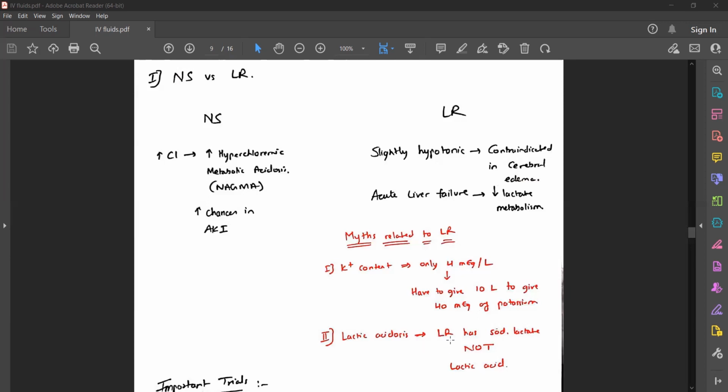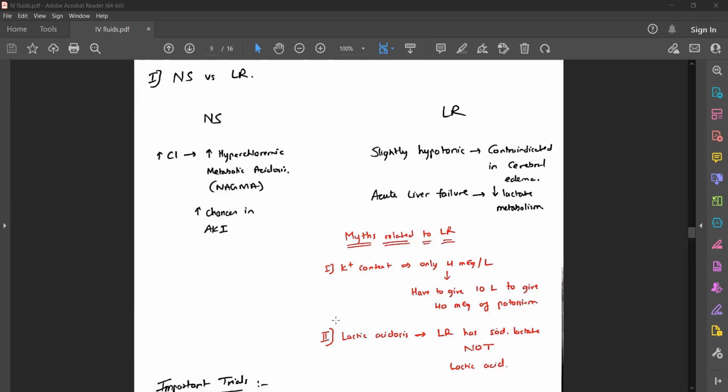So this is one of the commonest myths associated with lactated Ringers, that you cannot give it in the patients who are hyperkalemic. On the other hand, what you need to understand is that if you give somebody a large amount of normal saline, you will induce metabolic acidosis, and that will actually cause hyperkalemia. So this is one of the things that you can discuss during the rounds.